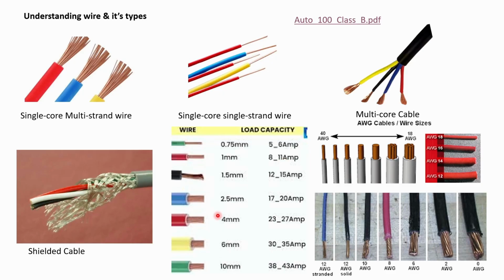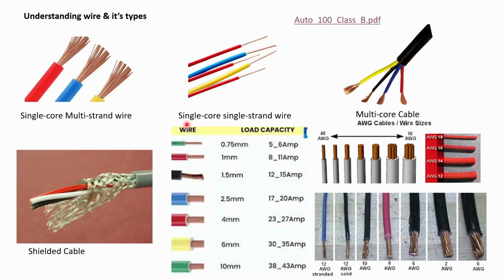So as you go below, the thicker the wire, the more the current carrying capacity. So the 10 square mm wire carries more current than the 2.5 square mm wire, and the 10 square mm can carry 38 to 43 amps as per the chart.